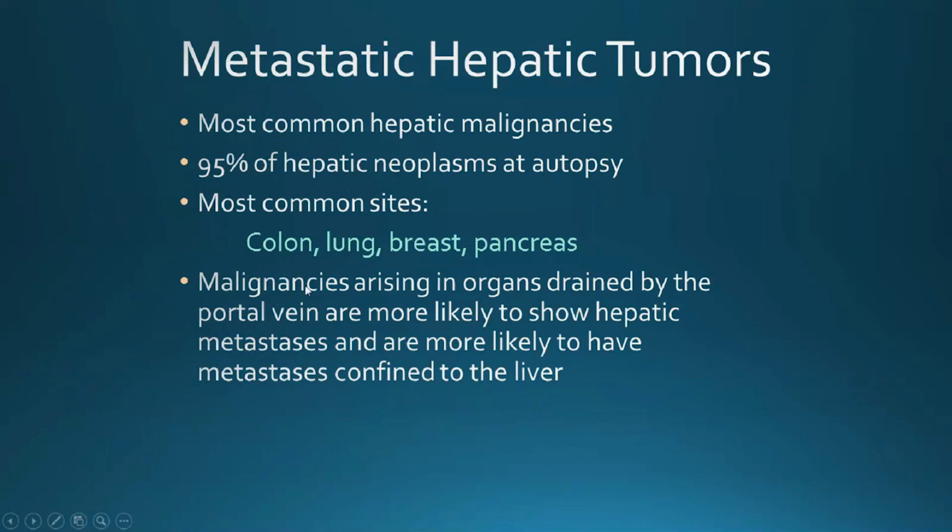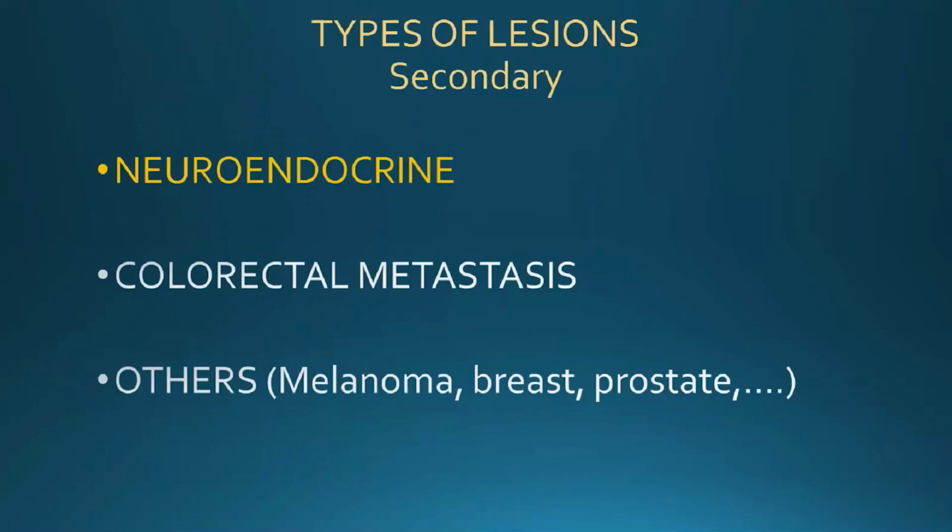Also, malignancies arising in organs drained by the portal vein are more likely to show hepatic metastasis and are more likely to have metastasis confined to the liver, which is a benefit of having metastasis from colorectal and intestinal cancer, and we'll talk in a few minutes about how to treat patients with colorectal metastasis.